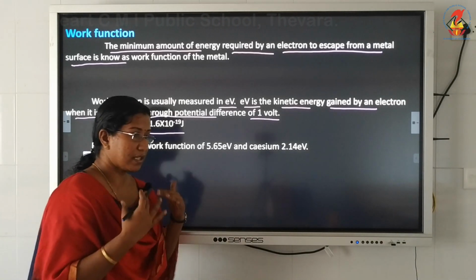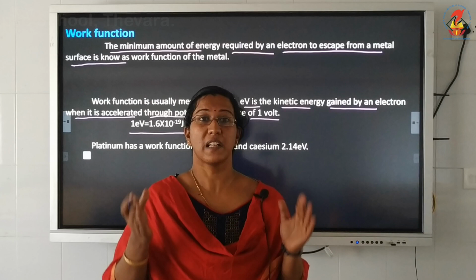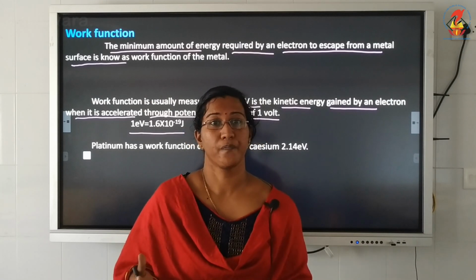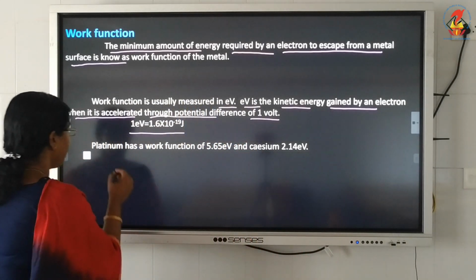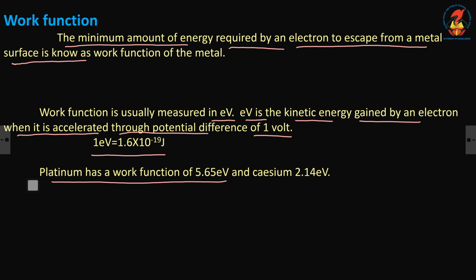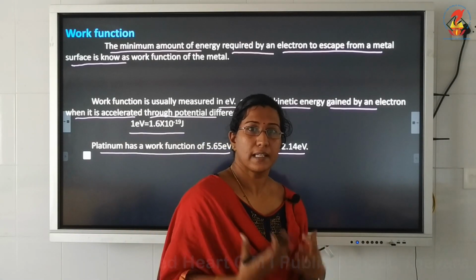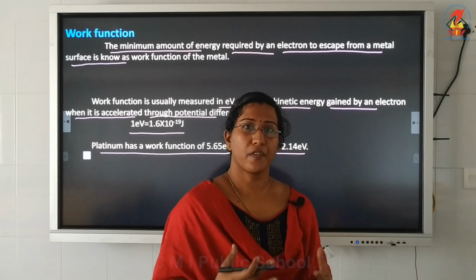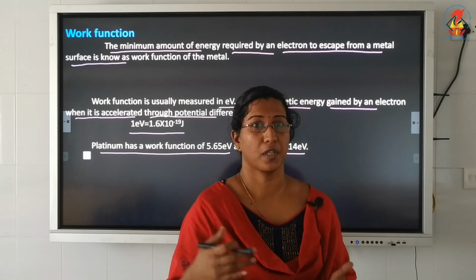Now, depending upon the nature of the material, the nature of the metal surface, the work function will vary, which means different metals will have different work functions. The metal which possesses the largest work function is platinum, with a work function of nearly 5.65 electron volt, whereas cesium is the element having the minimum work function of 2.14 electron volt. So we understood that if the electron is supplied with an amount of energy, it can escape from the metal surface if the energy provided is greater than or equal to the work function.